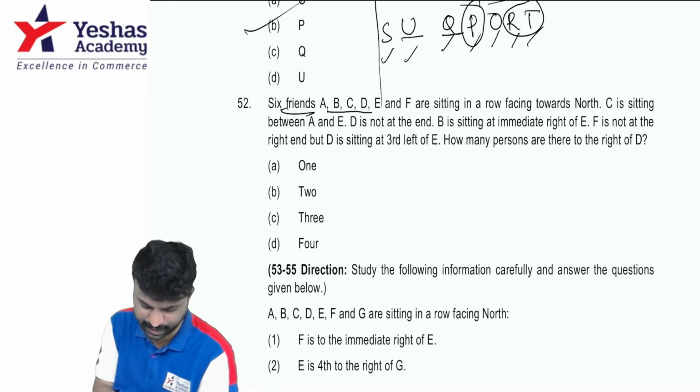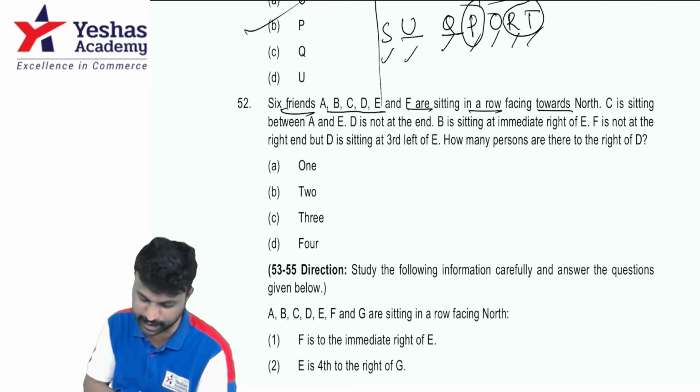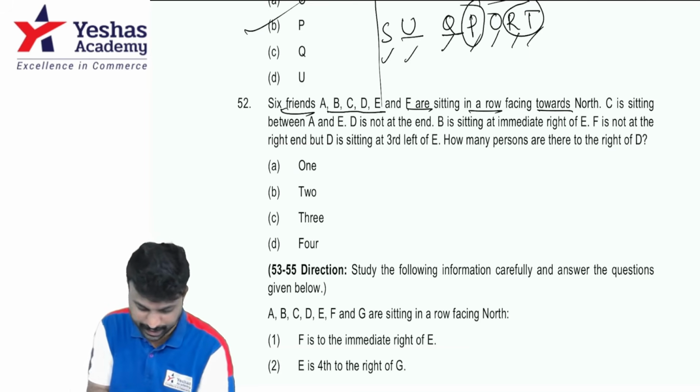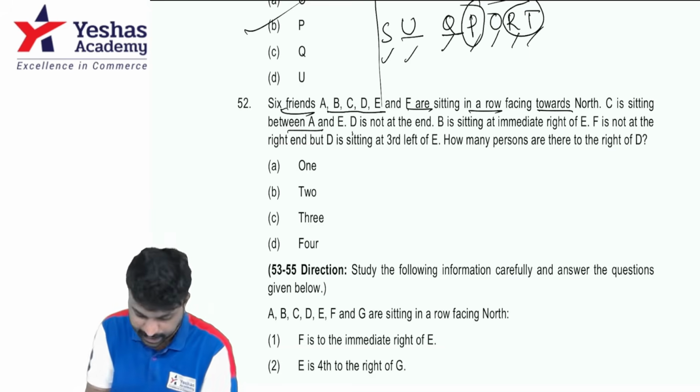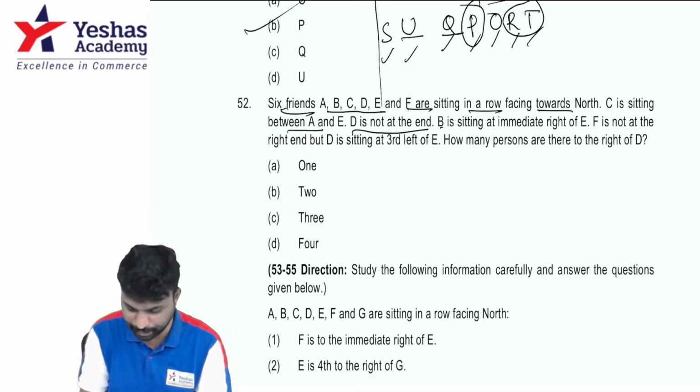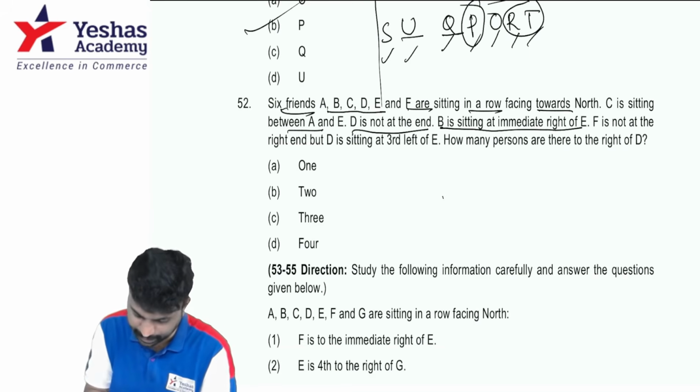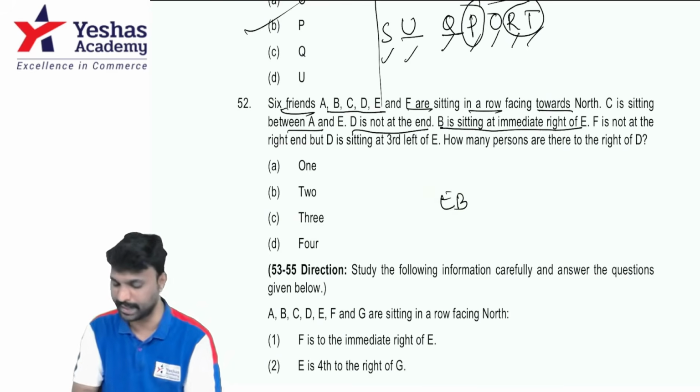6 friends A, B, C, D, E, and F are sitting in a row facing towards north. How many people? 6. C is sitting between A and D. It's not a sure statement. D is not at the end. It's not a sure statement. B is sitting immediate right to E. That means E is immediate left, B is sitting. All right.